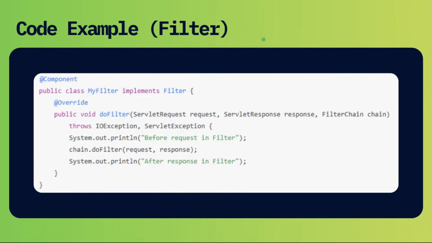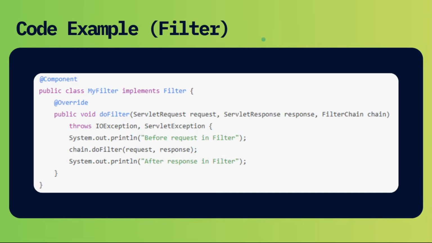Let's look at a simple example of a filter in Spring Boot. Here we have a class called MyFilter that implements the Filter interface. The main method to focus on is doFilter. This method is called every time a request passes through the filter. Inside doFilter, the first line prints "before request in filter". This happens before the request is sent further down the chain.